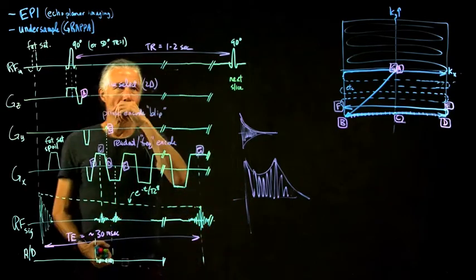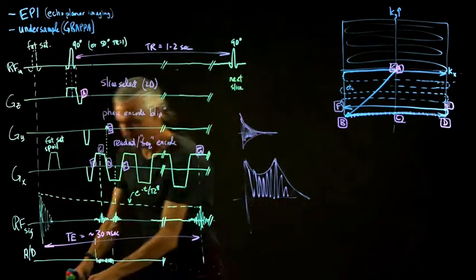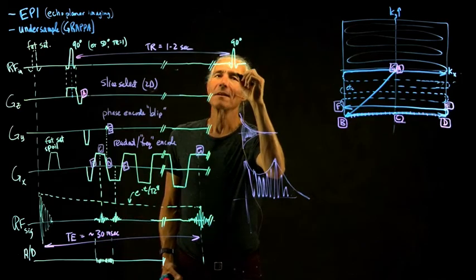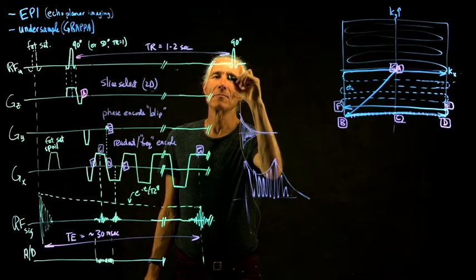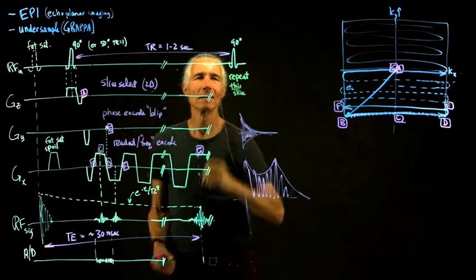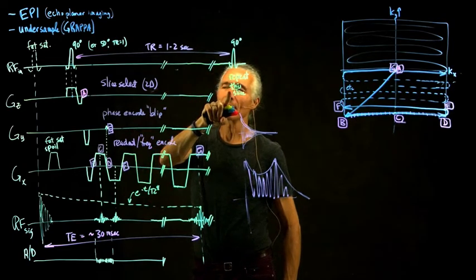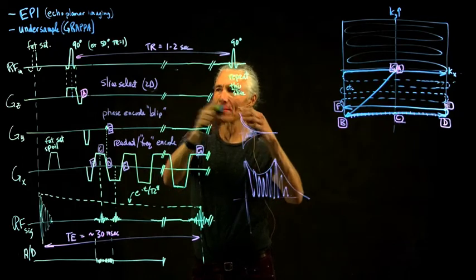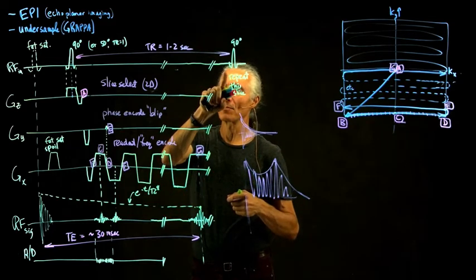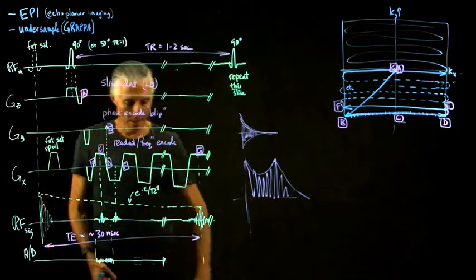And so when you do this, what I've written here isn't correct. Sorry. This is not the next slice. This is repeat this slice. So you wait 1 to 2 seconds before you repeat this slice. But in the interim, the actual pulse sequence selects a different slice and does that one. And so this is the time to repeat the same slice. And so you can record each slice every 1 second or 2 seconds.